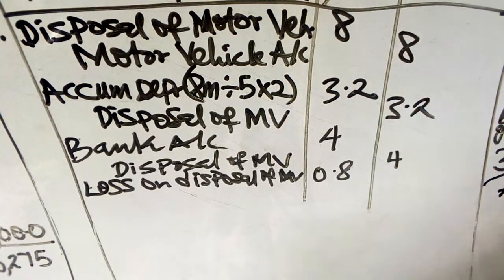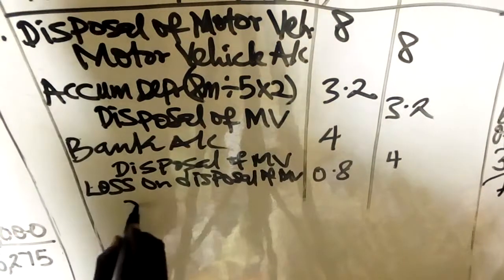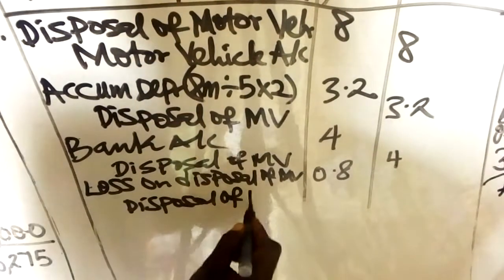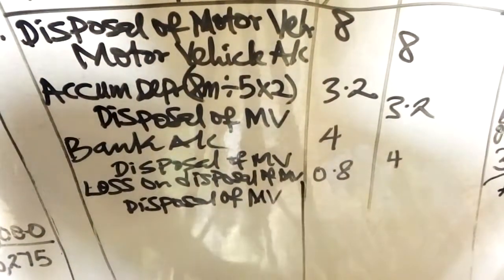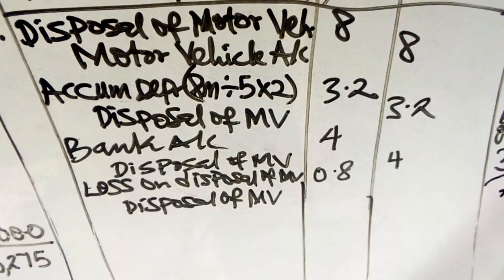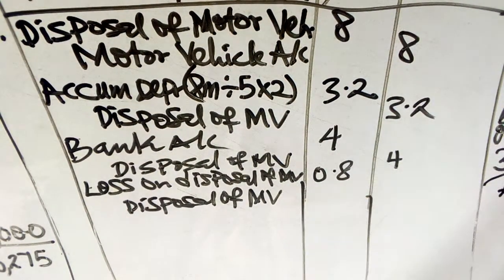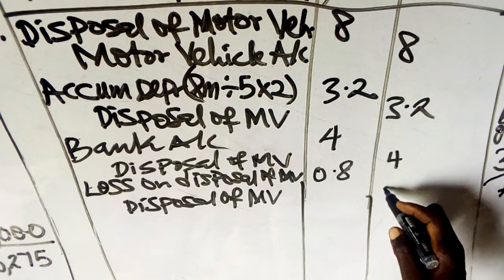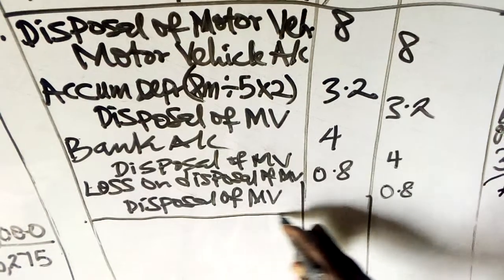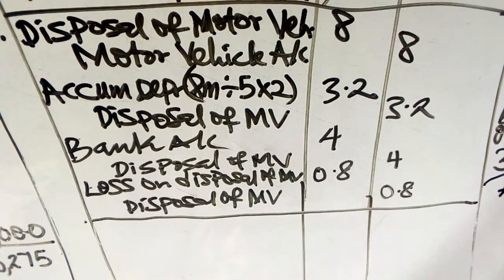You credit the disposal of motor vehicles account. The debit, loss on disposal, will be transferred to reserve. You credit disposal of motor vehicles account. Those are the entries required to close the disposal of motor vehicles.